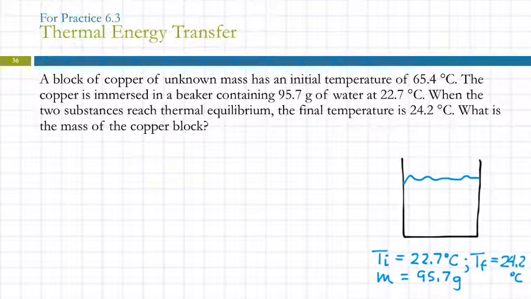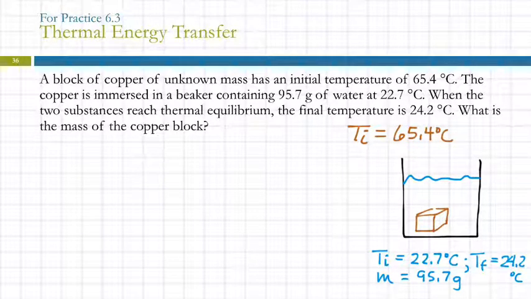Okay, so let's think about the copper and what we know about that. So we've got this block of copper. What do we know about that? We know an initial temperature, 65.4. Do we know the mass? No, it says unknown mass. And the question is, what's the mass? That's what we're going to try to find. What else do we know? What's the final temperature? It's the same as the water, 24.2 degrees Celsius. The copper cooled down, the water warmed up, but they end up at the same temperature. The temperature is not exactly between the initial of each because you have differences in mass and you have differences in specific heat capacity.